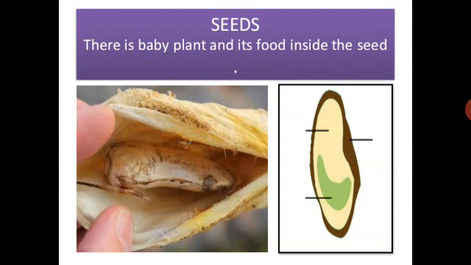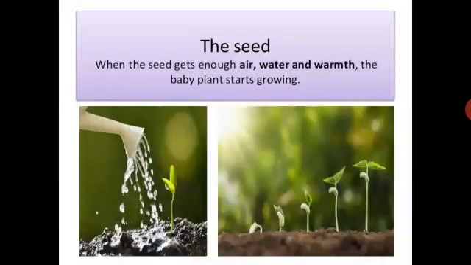Most new plants grow from seeds. That is the function of the seed. Seeds are usually protected inside the fruit. Fruits give protection to the seeds, and from those seeds new plants grow. When the seed gets enough air, water and warmth, the baby plant starts growing. Warmth means warmth from sunlight, or we can keep them warm and they start to grow.